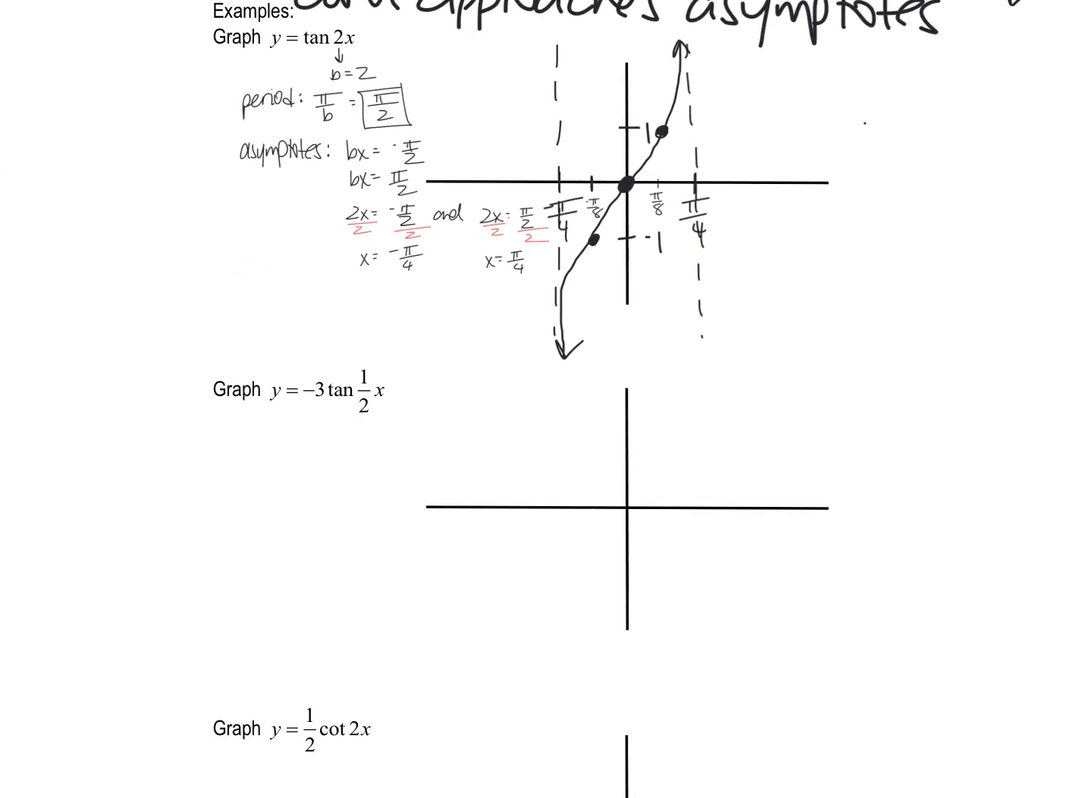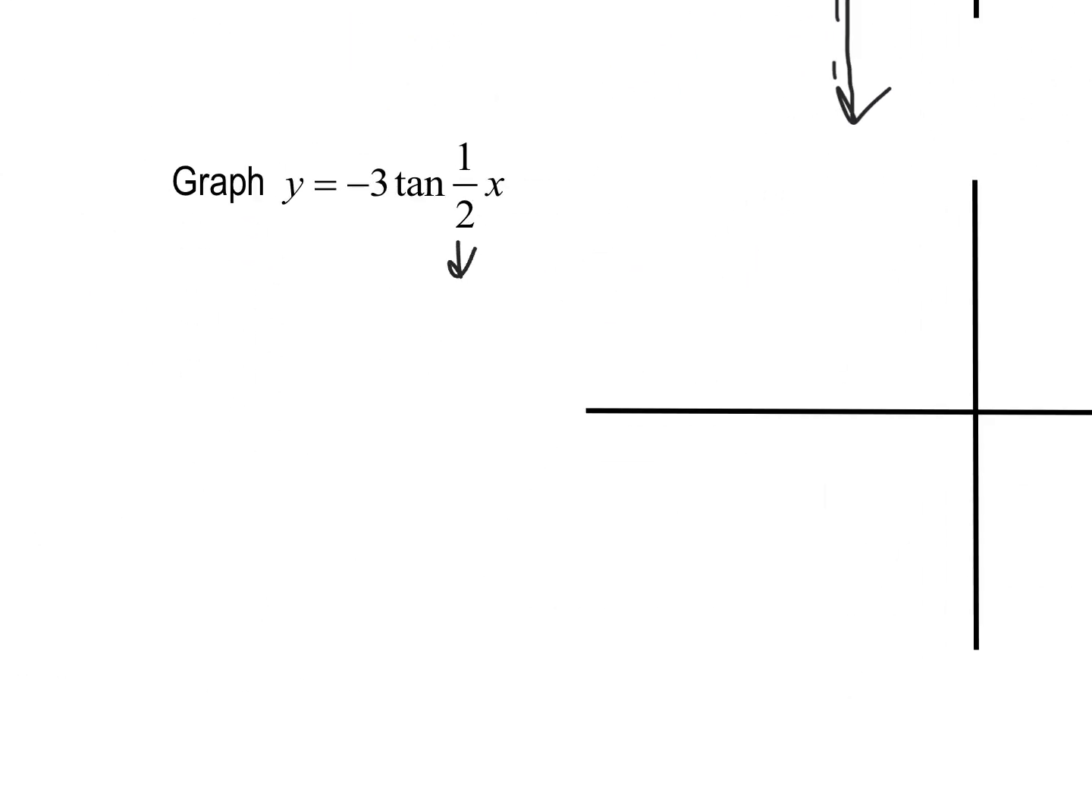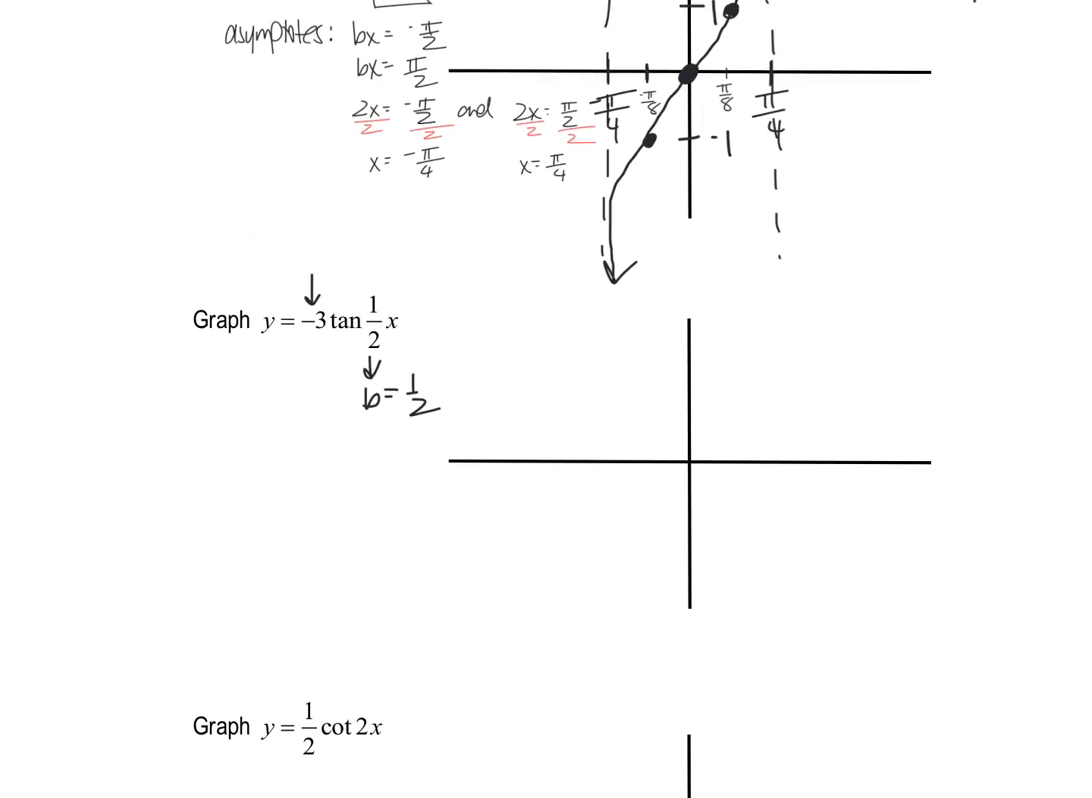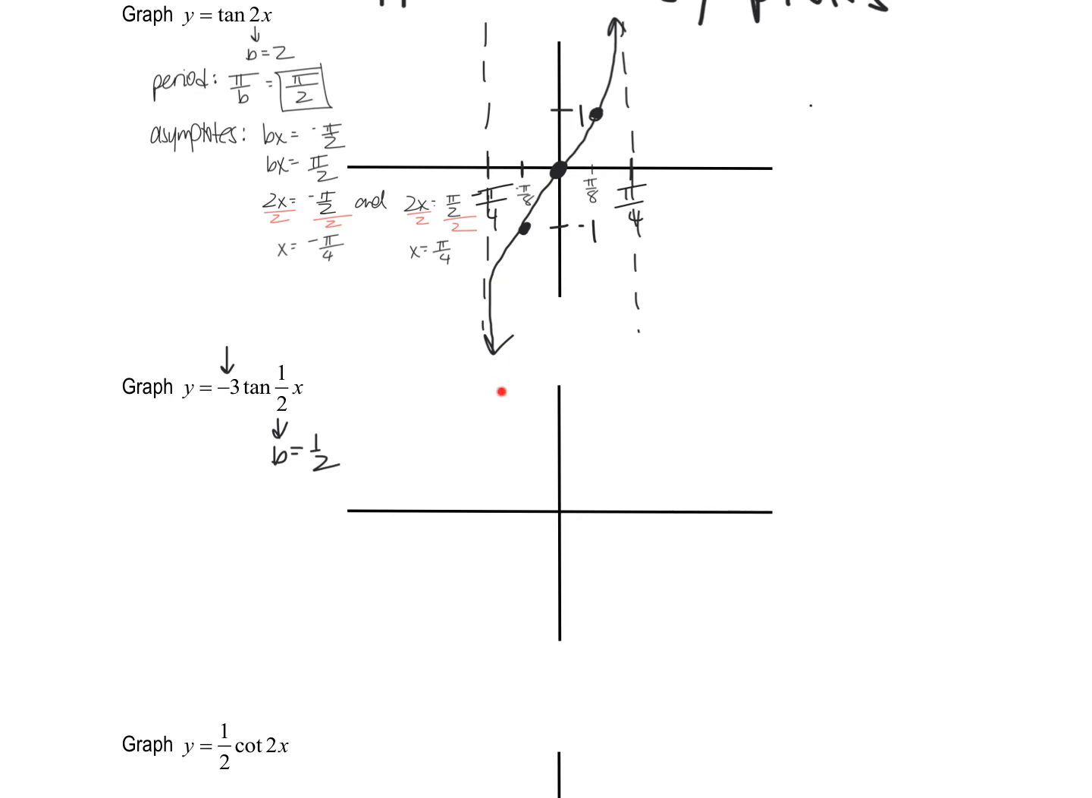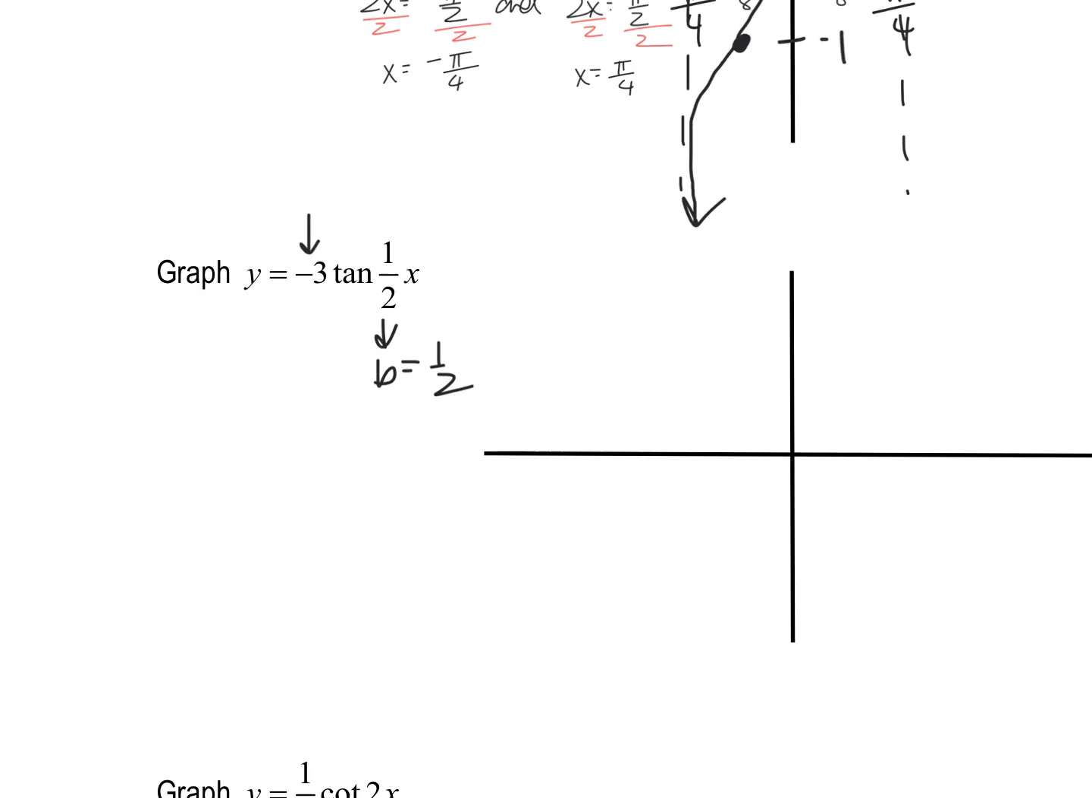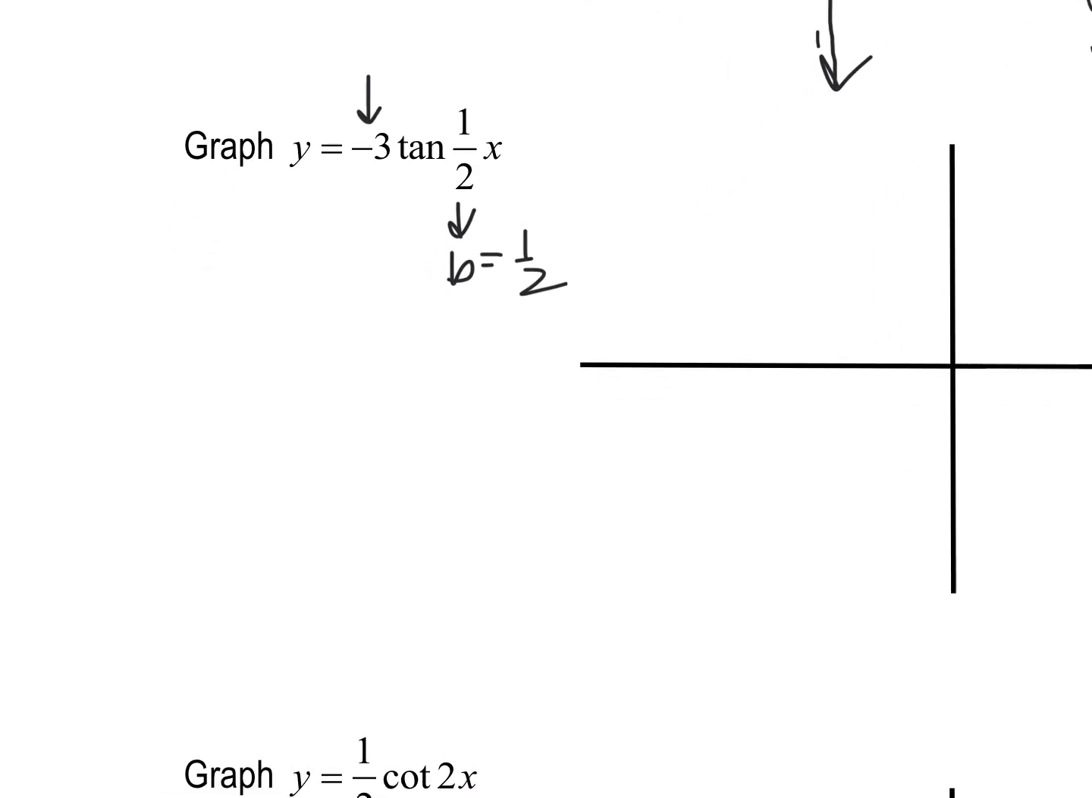Okay, now let's do this last one. My b value is 1/2. This kind of affects the amplitude, although it's not really a humpiness. Notice how it goes down forever and up forever. So tangent and cotangent actually don't have amplitudes, but that negative 3 does affect the y value somehow. It's just not called an amplitude because an amplitude represents a distance and the tan goes forever up and down. So I'll get to that in a second.